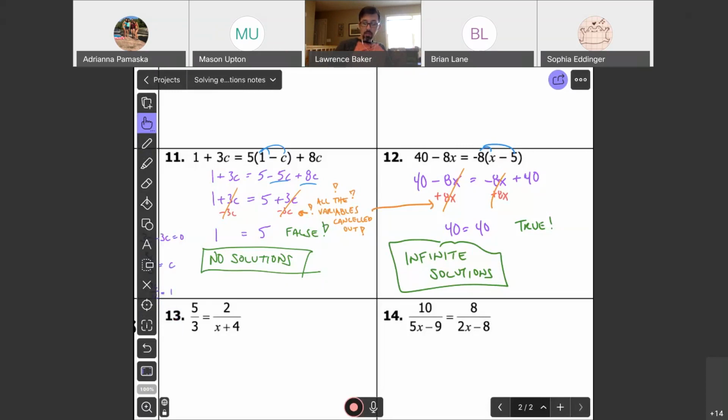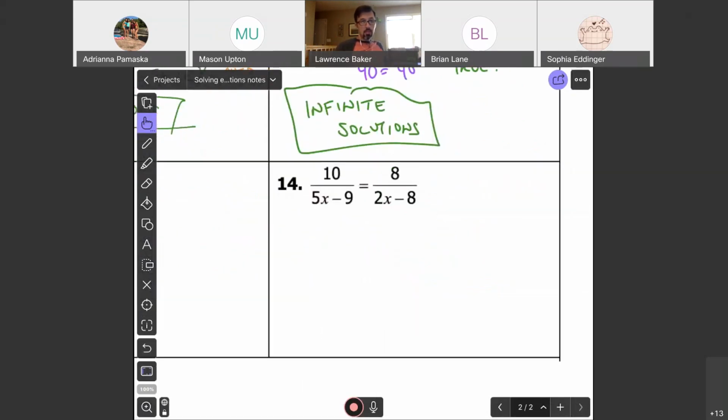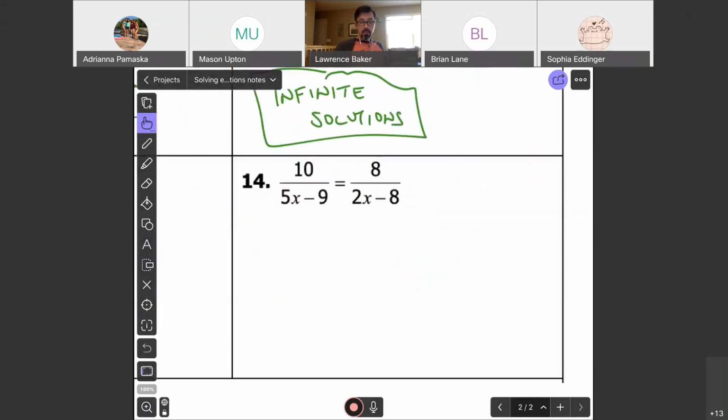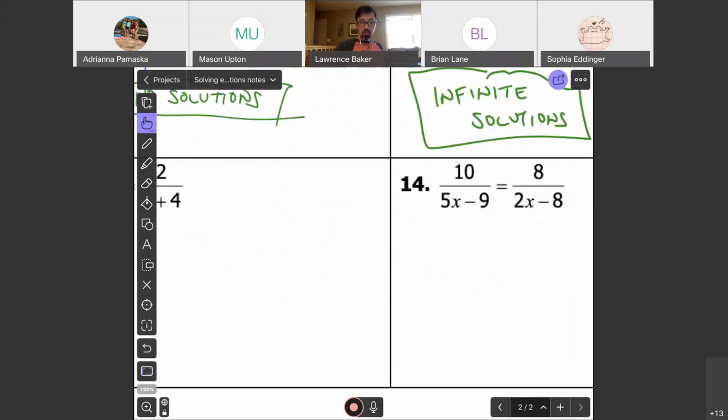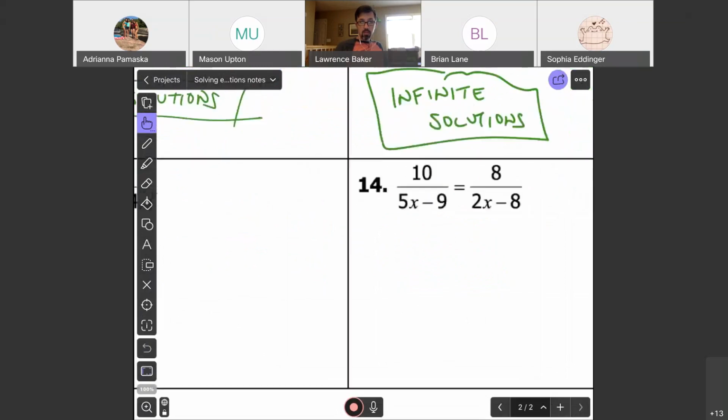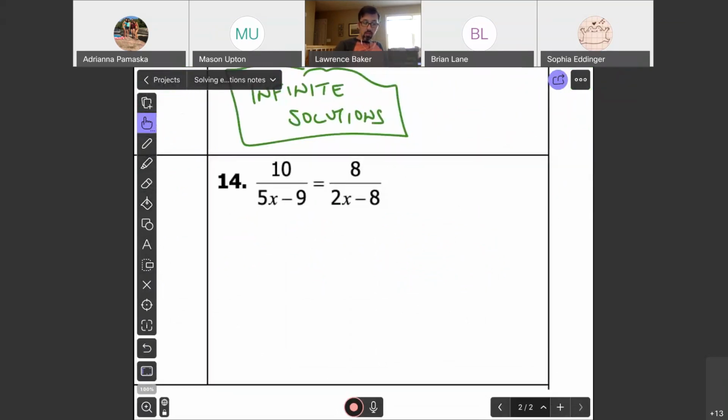All right. I'm going to look at the last problem with you here, 14, and we'll be done. So when you're solving a proportion, it's a fraction that's equal to a fraction. The key there is that you're going to cross multiply in order to solve this. So one numerator times the other denominator, and vice versa.